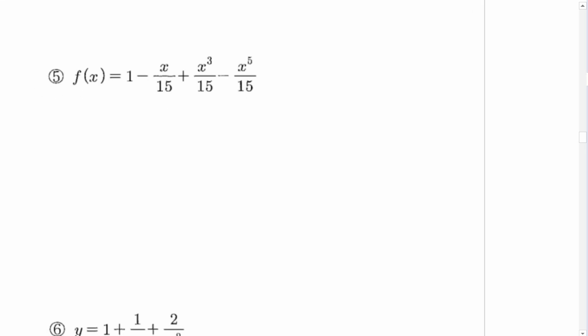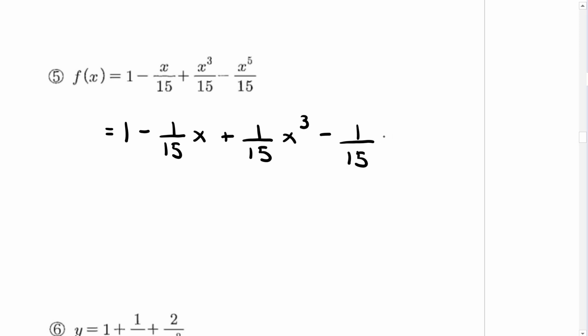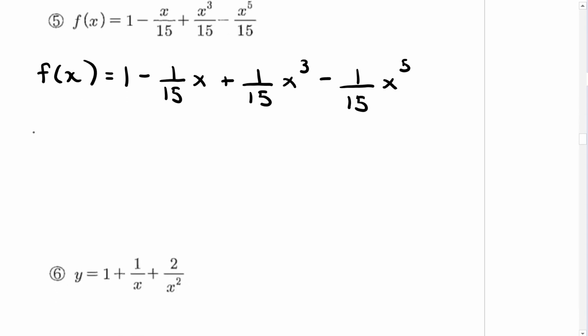Okay, let's go ahead and maybe I'll rewrite this as 1 minus, I don't know, 1 over 15x plus, sure, maybe I'll write this as 1 over 15 x cubed minus 1 over 15 x to the 5. If you want, you can kind of simplify the original problem like that. There's different ways you can simplify it, but this is just one way you can do it. So let's go ahead and find the derivative now.